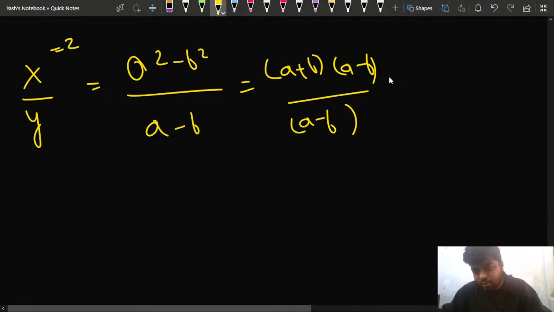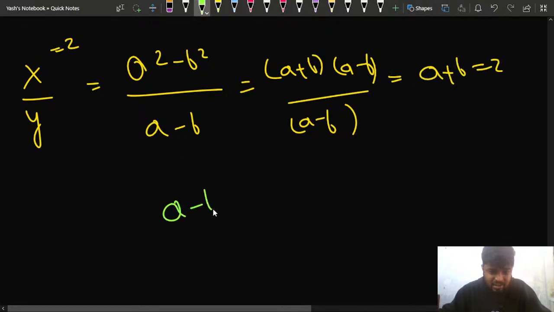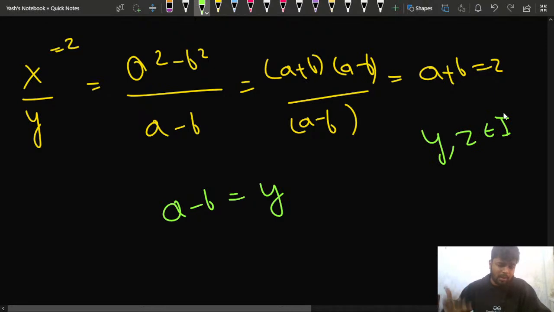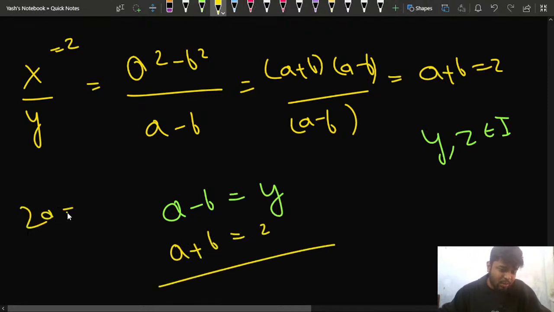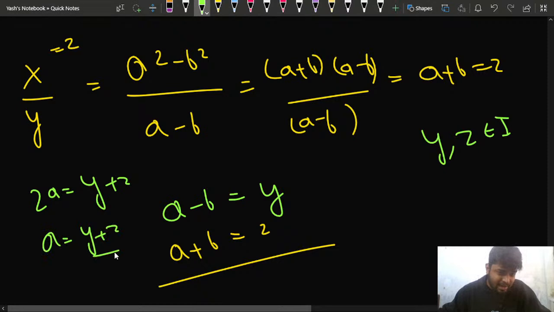By dividing, a plus b is equal to some value z. Let's say a minus b is equal to y, some numerical number, where y and x are some integer values, whole numbers, it could be anything. And if I have a plus b as nothing but z, from here I can easily calculate 2a. You add these two equations, so you get 2a is equal to y plus z, where y and z are values, so a is equal to y plus z by 2.